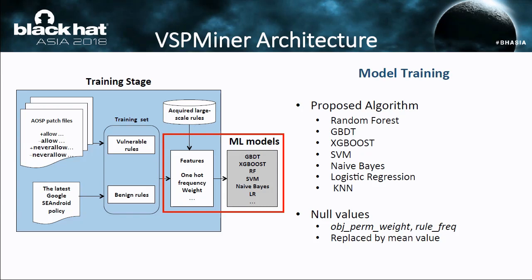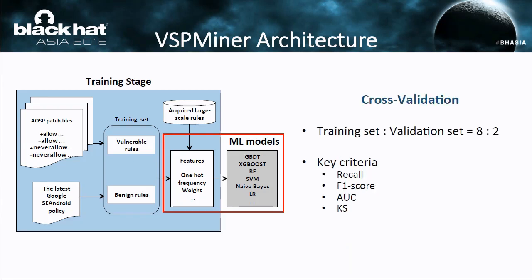So we replace the null values with mean values. It means that we won't assign any bias for the values of the weight information. For different models, we will do a cross-validation, and we will split the training set into two parts. 80% will be taken as the training set, and the rest of the data will be taken as the validation set. And we will also use key criteria to judge whether the model or the algorithm is reasonable. The criteria contain recall, F1 score, AUC, and also KS values. This is very classical criteria in machine learning techniques.